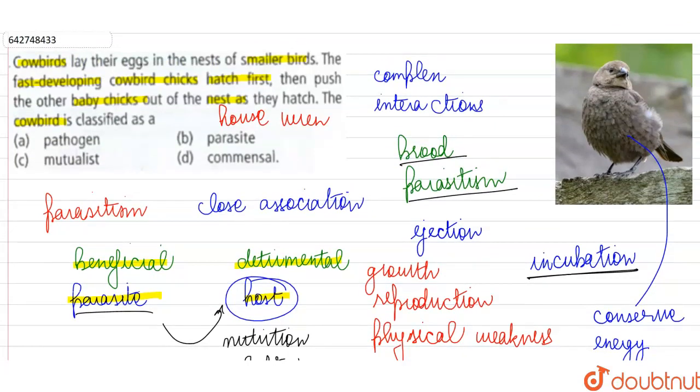So we are going to say the cowbird can be classified as a parasite, because pathogen means a disease causing agent. Over here it's not causing a disease, it is just using the nest to lay eggs. Mutualist means that both of the parties should be benefited, but over here only the cowbird is benefiting, the host is being harmed. And in commensal also one is benefited but the other remains neutral. But over here our host bird, in whose nest the cowbird is laying its eggs, is not remaining neutral because its actual chicks are being ejected from the nest. So we can only classify it as a parasite.